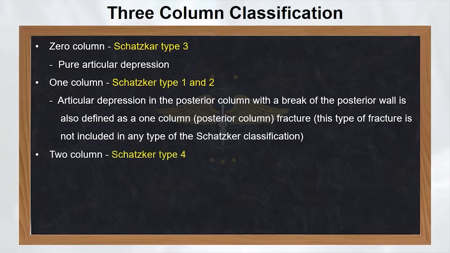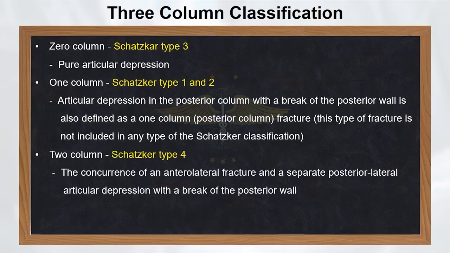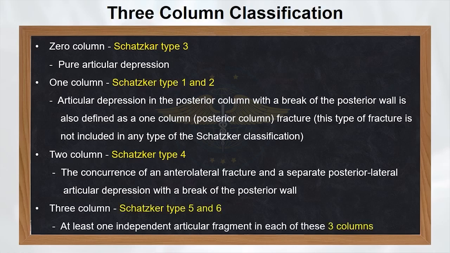The 2-column type is Schettker type 4. In this, there is concurrence of an anterolateral fracture and separate posterolateral articular depression with the break of the posterior wall. So 2 columns are involved. One is the lateral column, another is the posterior column. The 3-column fracture is Schettker type 5 and type 6. In this, at least 1 independent articular fragment in each of these 3 columns is present.